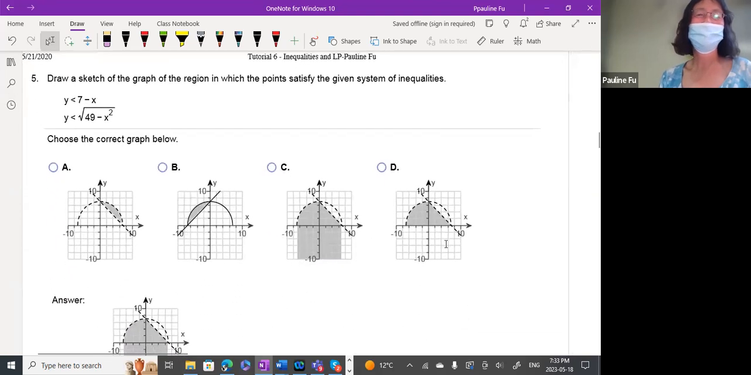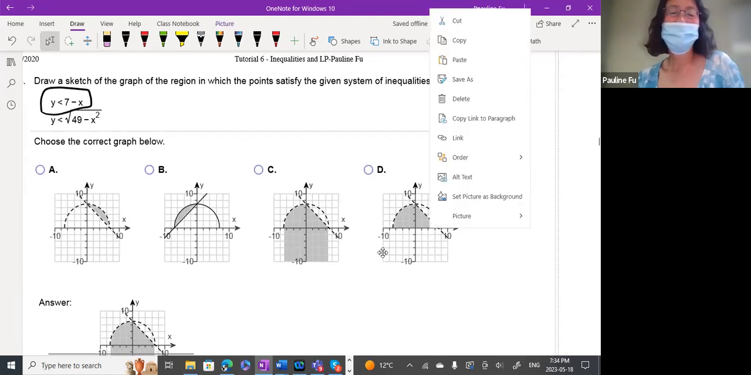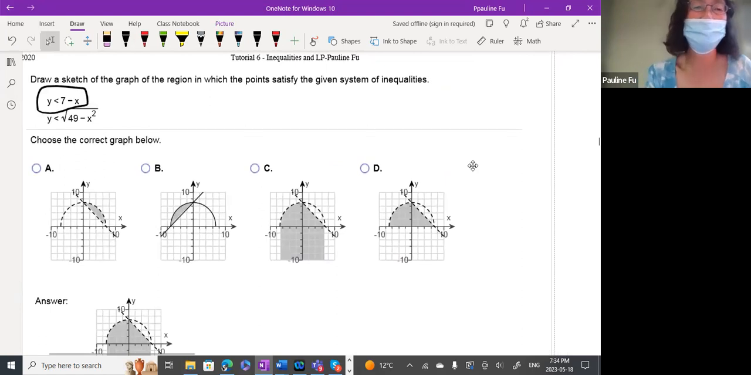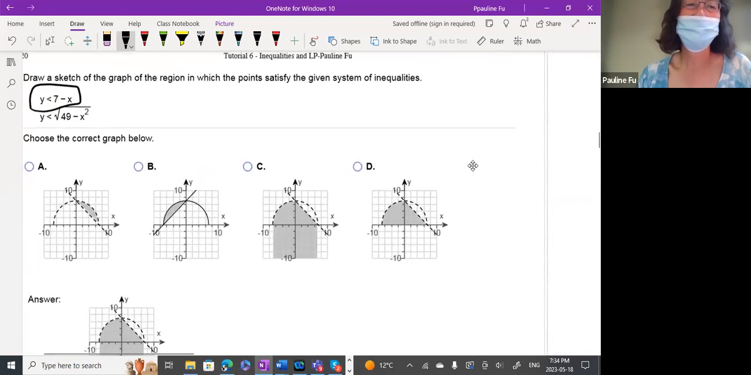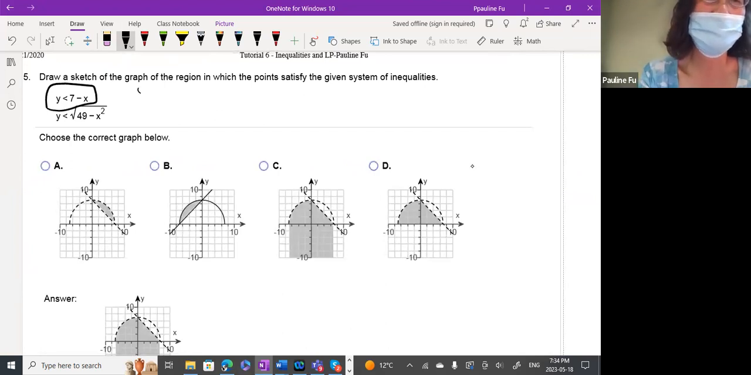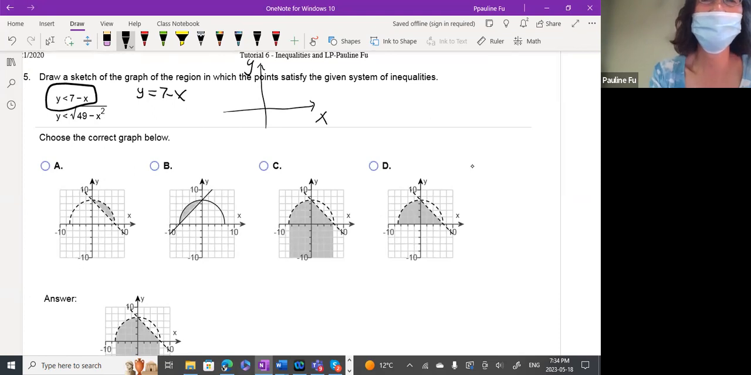Question five, draw a sketch of the graph. So let's draw y smaller than 7 minus x first. I'll maybe write down on the side. So let's do one by one. There are two. Then we do y smaller than square root, okay? Let's do this one. To do this one, let's draw a straight line y equal to 7 minus x. So this is x, this is y. When you have to draw the line, the simple way is to find two points. Two points determine a straight line. What are those two points? One is when x equal to 0, what is y?